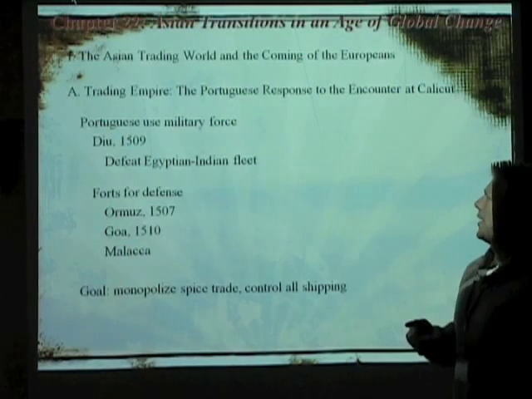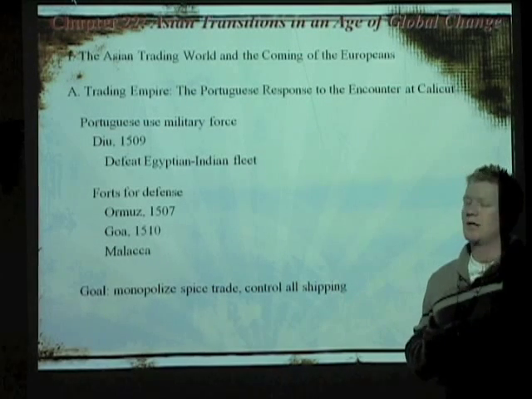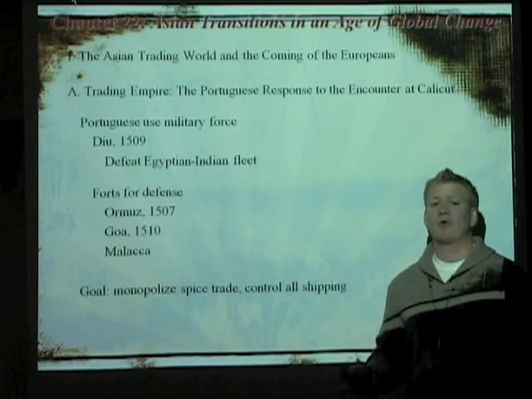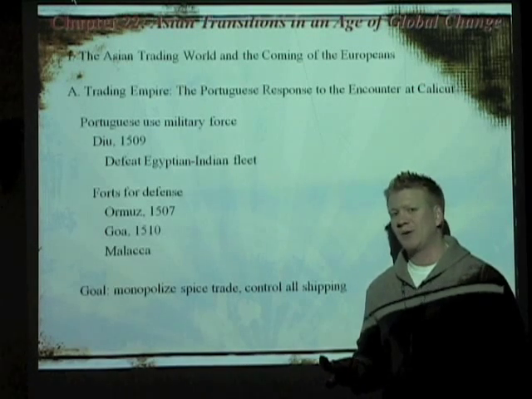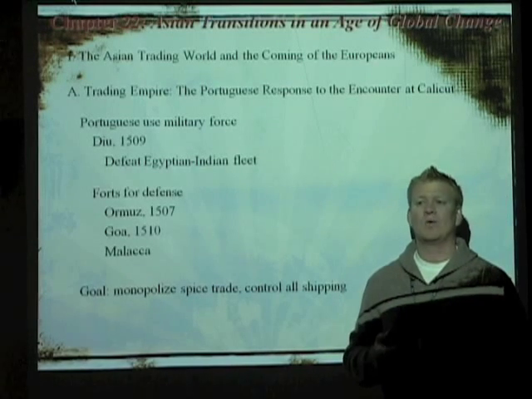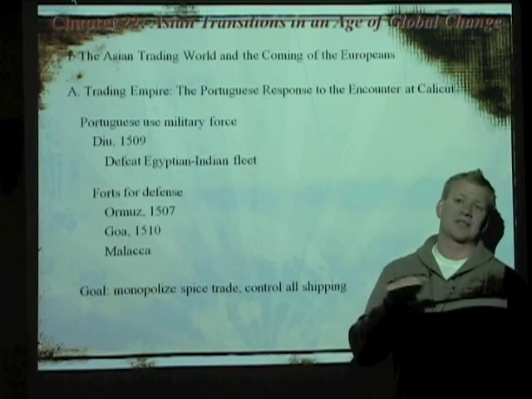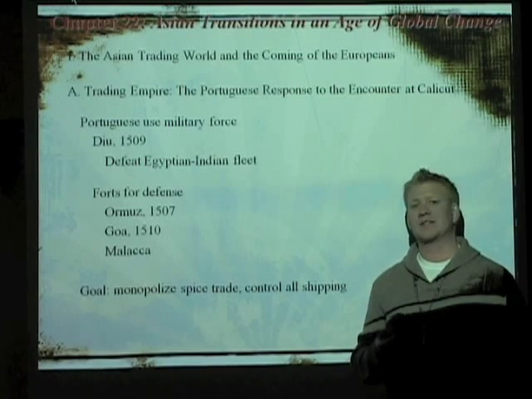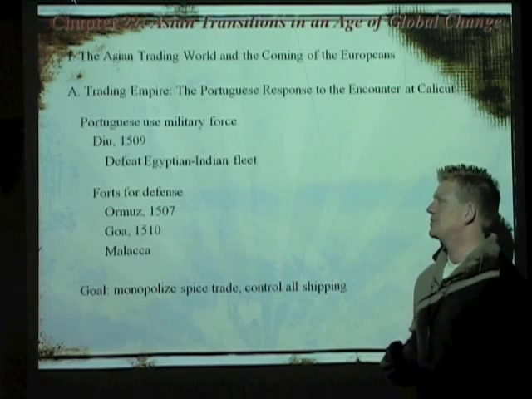All right, the trading empire, the Portuguese responses to the encounter at Calicut. Portuguese used military force. They had to use military force because their goods weren't as sufficient, so the Indian merchants didn't want to trade with them. And then they only had so much bullion with them to trade. They didn't want to give it all up. And on top of that, they still needed some of it to get back for paying taxes and other items they might need to trade for food and goods to make it back up to Europe.